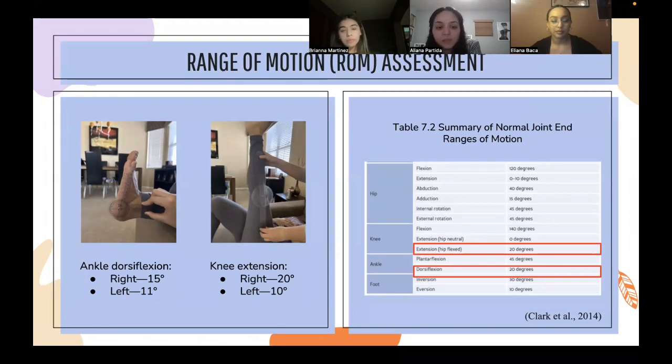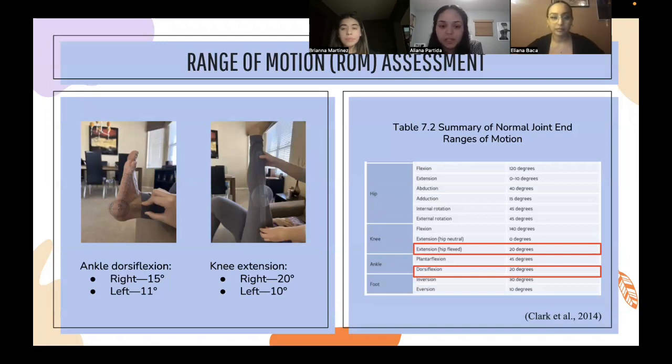For the placement of the goniometer, you have the axis directly below the lateral malleolus near the base of the foot. The stationary arm is on the lateral aspect of the fibula, and the mobile arm is on the midline of the fifth metatarsal. You have the client's foot at a 90-degree angle and then have them dorsiflex as far back as they can.